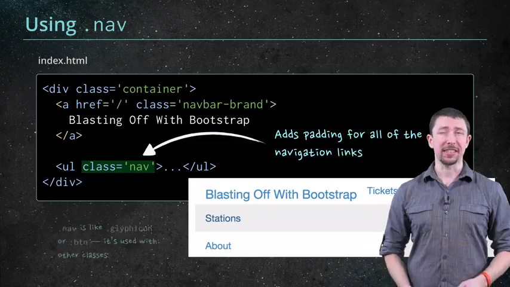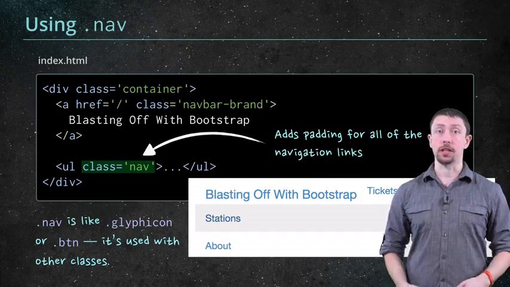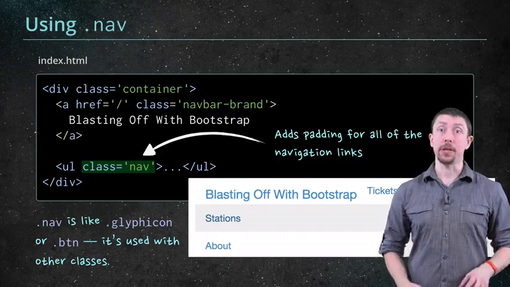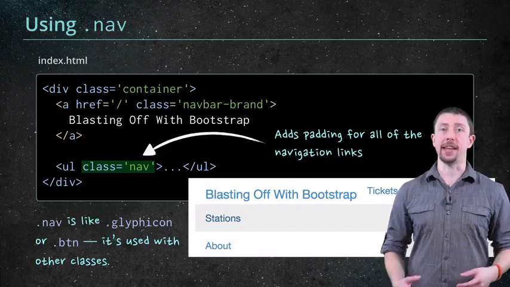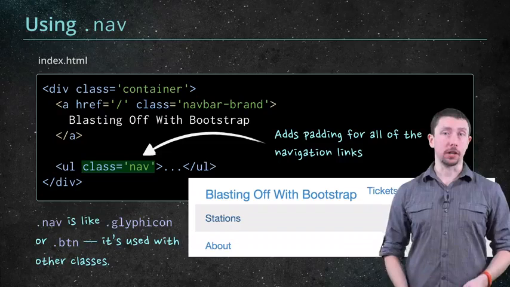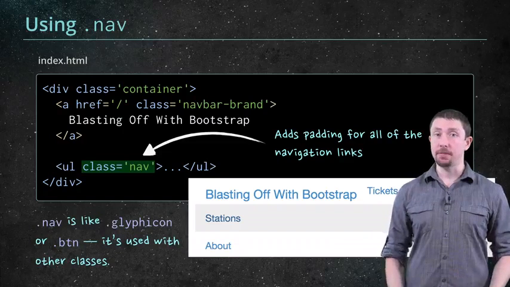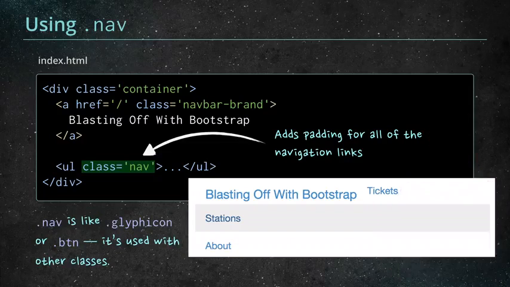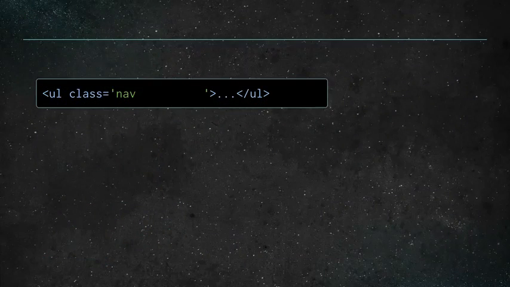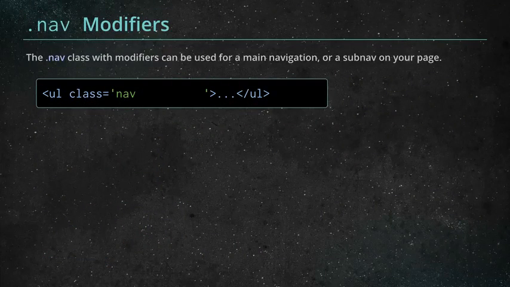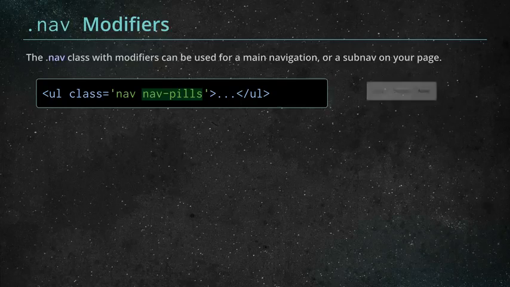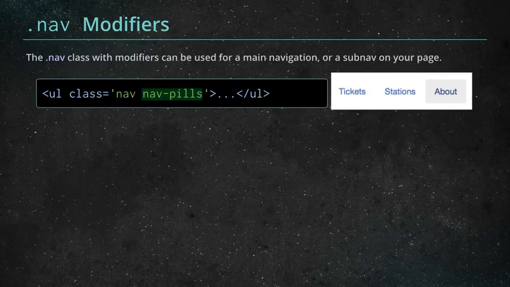The nav class is similar to btn or glyphicon. It's a starting point that we can use to say we're going to use a nav here. We'll still need to add another class to let Bootstrap know what type of navigation we want to use. There are a few possible nav modifiers available that we can use throughout our page, not just in our header. The nav-pills is a very common one and will cause the links to appear horizontally with a nice padding around each link with this cool border.